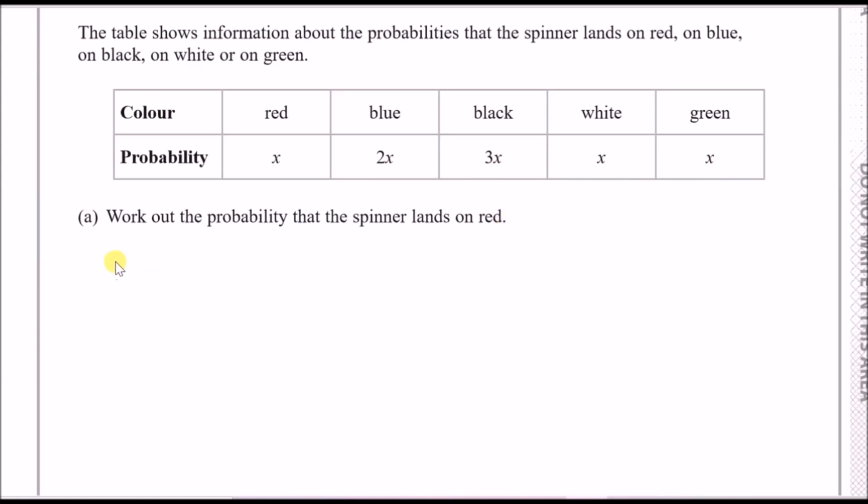Now work out the probability that the spinner lands on red. First things first, for probability, always make sure you add all of these and they have to sum up to 1. So x plus 2x plus 3x and so on, all sums up to 1. Adding all these x's up, you get x plus x plus x, that's 3x, plus another 3x is 6x, plus 2x is 8x. So 8x must equal 1. And then solving for x, x must be 1 over 8.